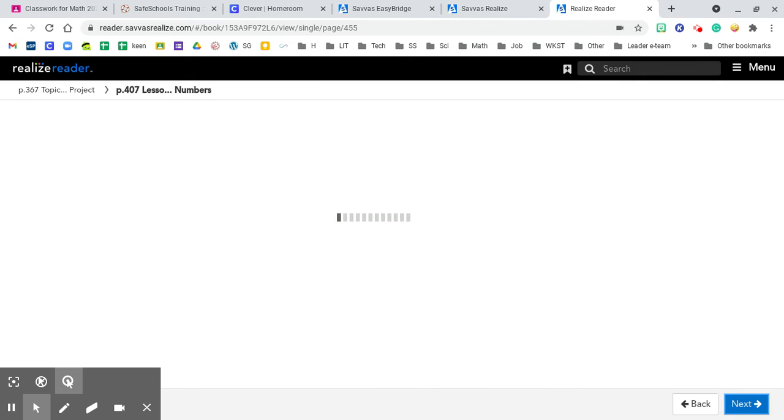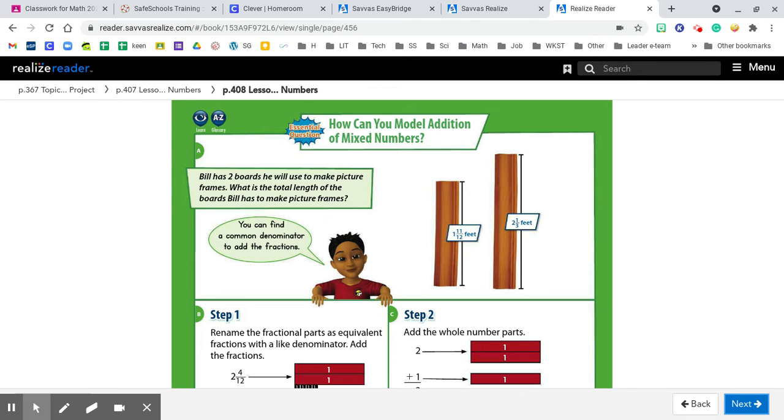And again, you might not remember much of this from last year. So you can also use your fraction strips. Absolutely. How can you model addition of mixed numbers? Bill has 2 boards he will use to make picture frames. What is the total length of the boards he has to make the picture frames? So one is 1 and 11/12 feet, and one is 2 1/3 feet.